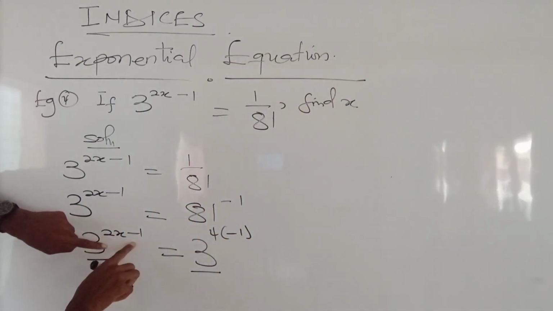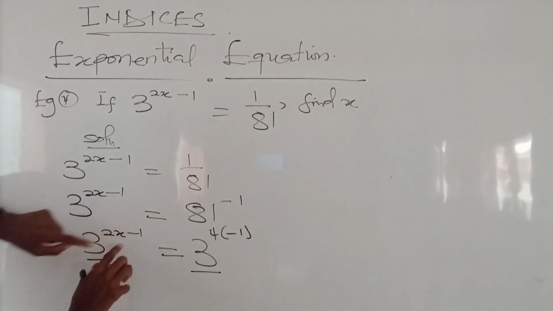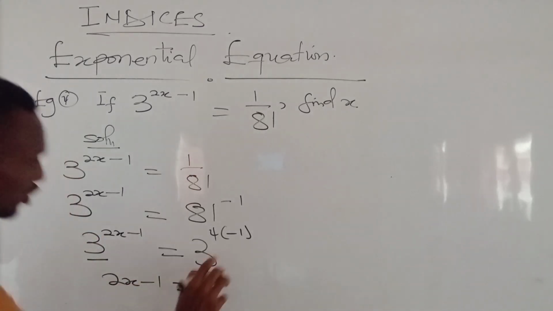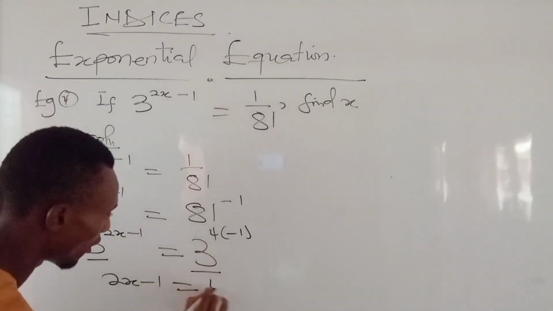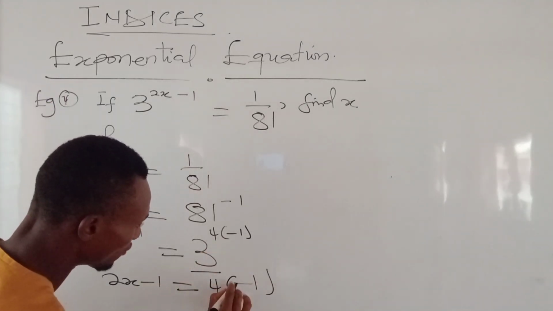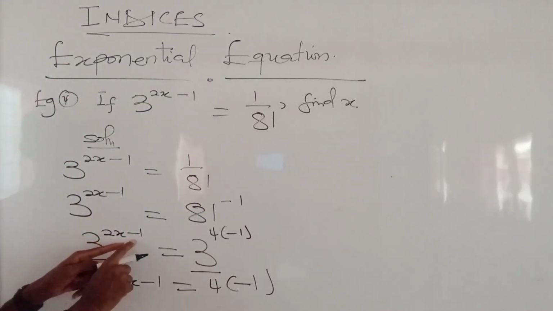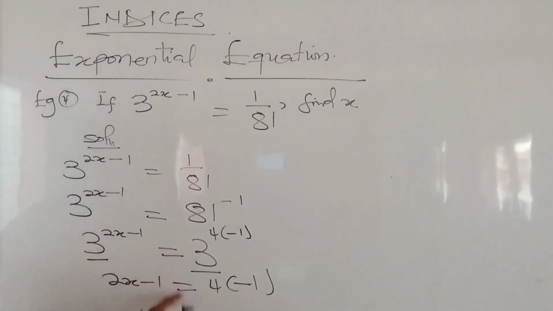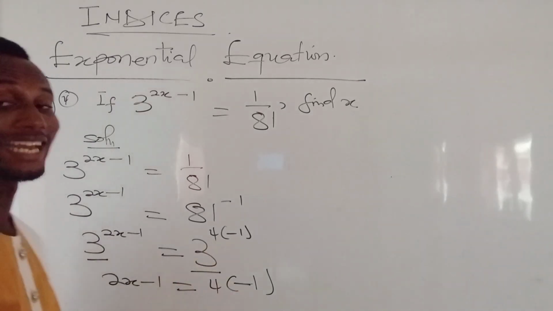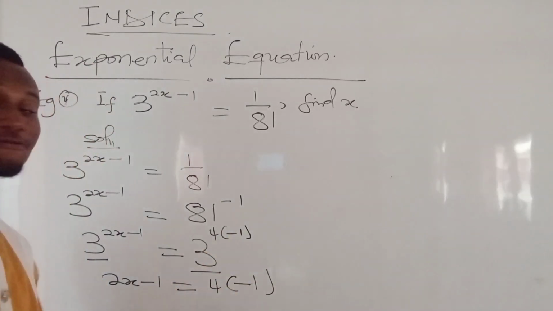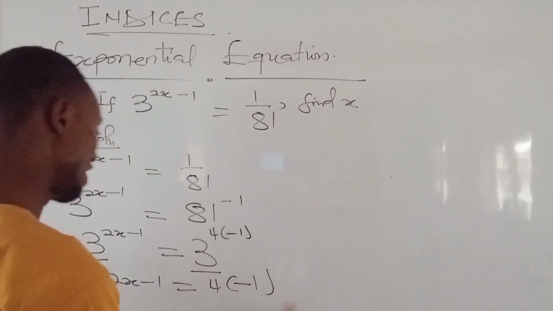The power here is 2s minus 1, so my 2s minus 1 will be equal to the power here, which is 4 into bracket -1. Don't rush it, just repeat what you have there. Now from here we just have to simplify further. Let's solve the equation that we have there.